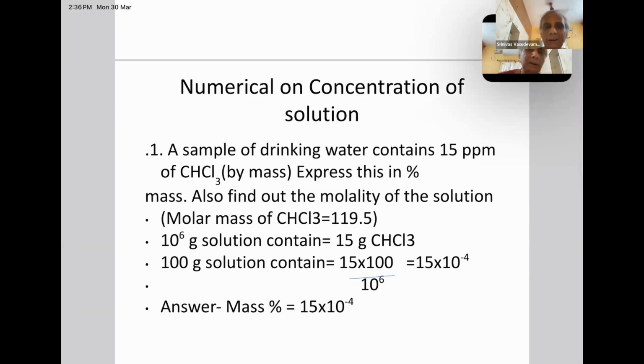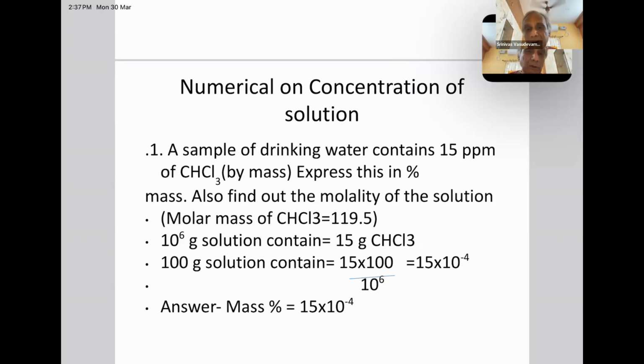We'll do a few numericals based on this. The first one is based on percentage mass and parts per million. A sample of drinking water contains 15 parts per million chloroform, CHCl3, by mass. Express this in percentage mass. What is given is 15 parts per million. That is, if I take 10 power 6 gram solution, 15 grams of chloroform is present. What is asked is the percentage mass, that is, how much chloroform is present in 100 gram solution. So 10 power 6 gram solution contains 15 gram chloroform. 100 gram solution contains how much chloroform? 15 into 100 by 10 power 6, which is 15 into 10 power minus 4. That is the percentage mass of chloroform.